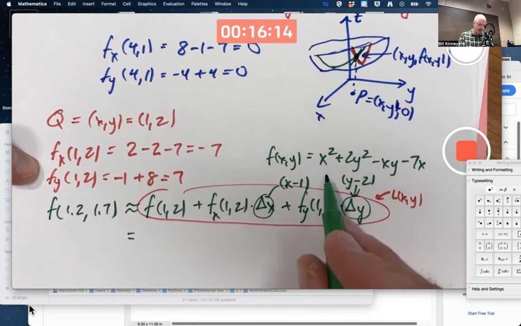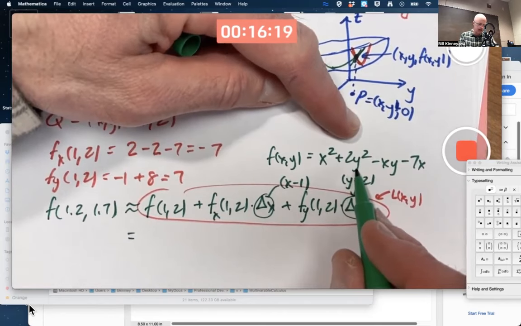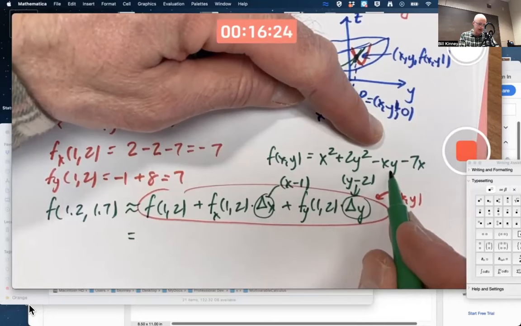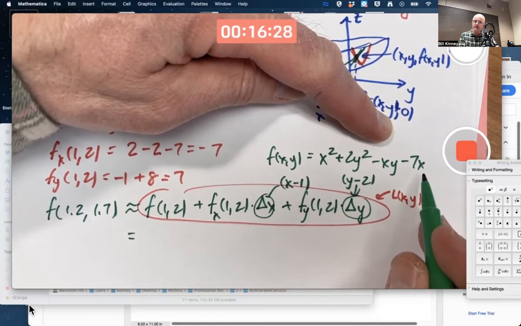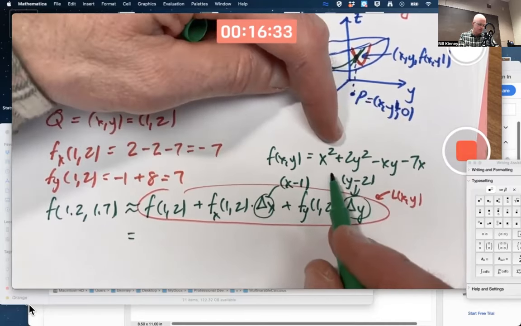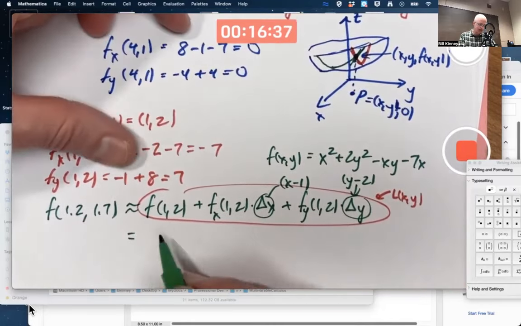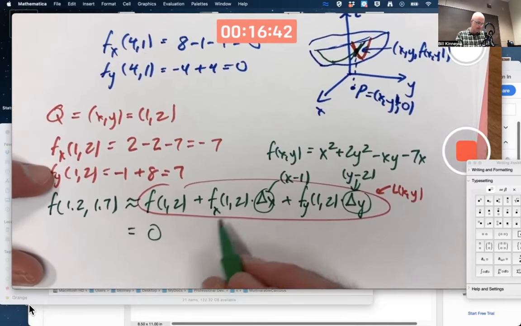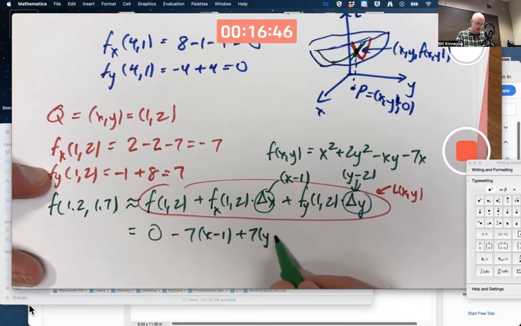What's f(1, 2)? Plug in x is 1, y is 2 here. Get 1 squared is 1, and this is going to give me an 8. 1 plus 8 is 9. Minus 2 is 7. How about that? Minus 7, 0. This is just so unbelievable how I keep getting zeros and other coincidences. Did I do that right? 1 plus 8, 9, minus 2. Yeah, okay, that's a 0. It's not typically a 0. Then minus 7 times (x minus 1) plus 7 times (y minus 2).